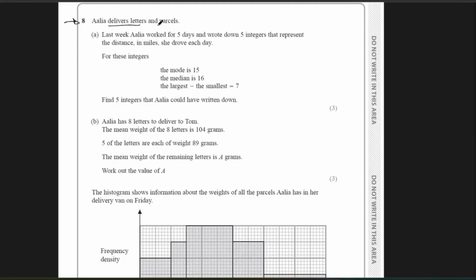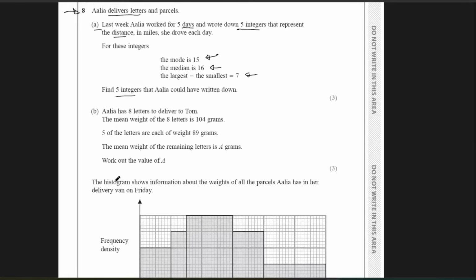Alia delivers letters and parcels. Last week, Alia worked for 5 days and wrote down 5 integers that represent the distance in miles she drove each day. So 5 integers. For those integers, the mode is 15, the median is 16, and the range, which is the largest minus the smallest, is 7. Find 5 integers that Alia could have written down.